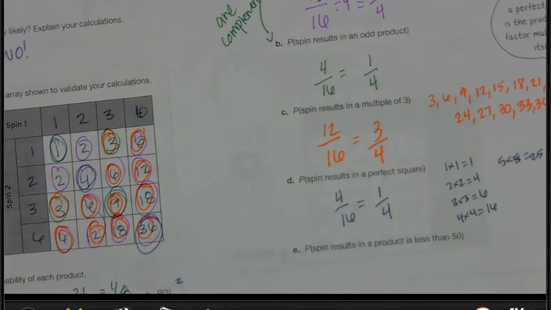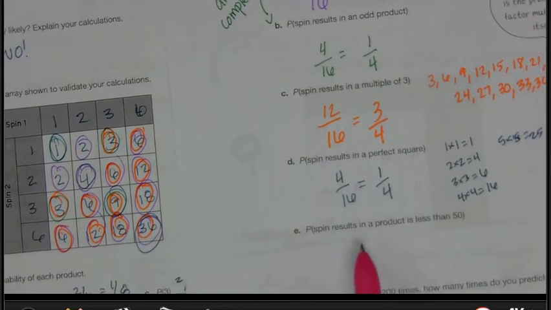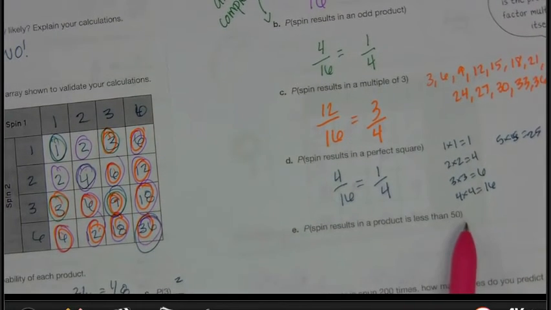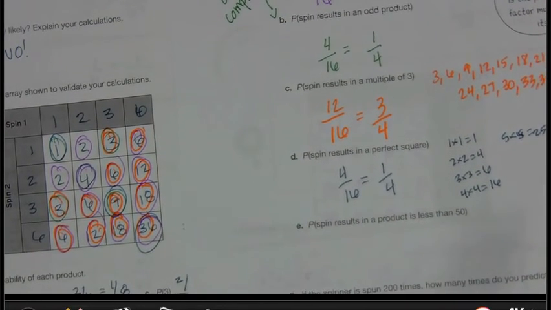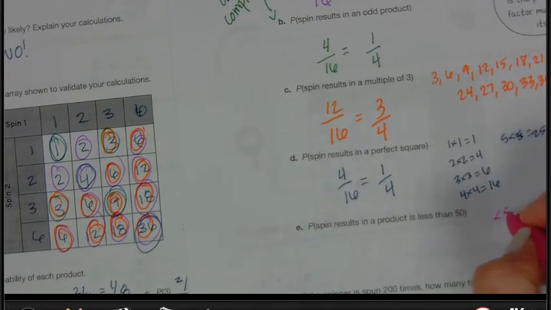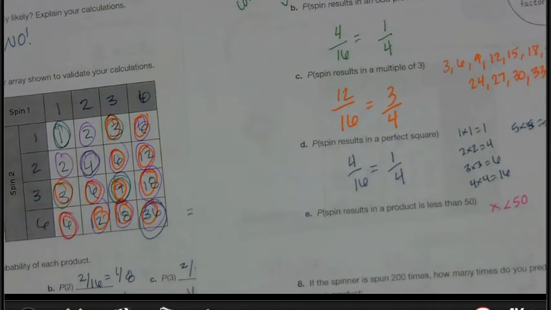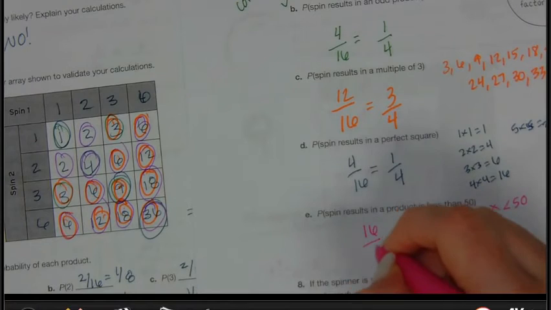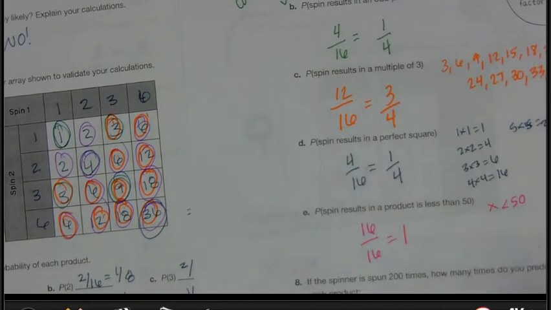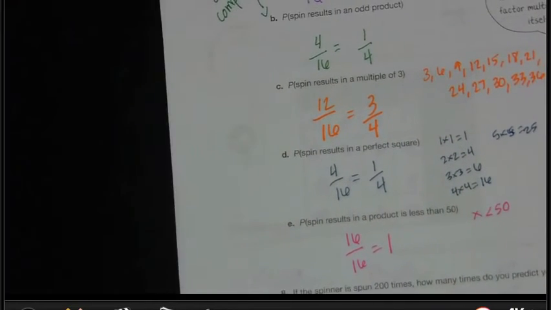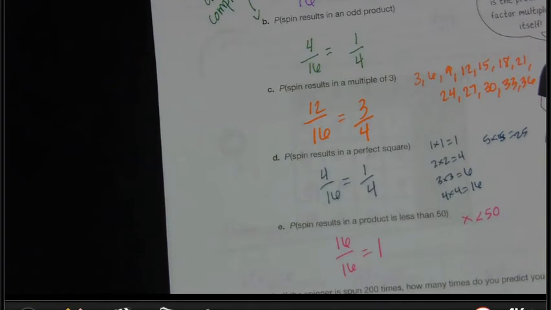And then the very last one, it's asking, what are the spin results if the product is less than 50? Okay, less than 50, which means my alligator is eating my 50. So everything that's less than 50, well, all of my numbers are less than 50. So it's going to be 16 out of 16, which is 1 whole chance. Okay. All right. Number 8.